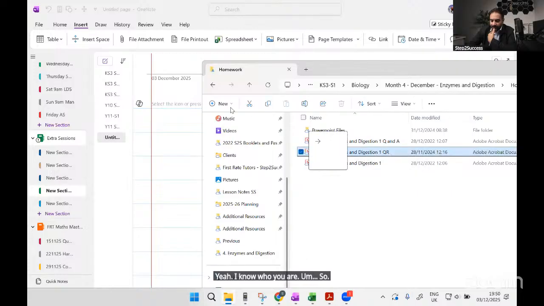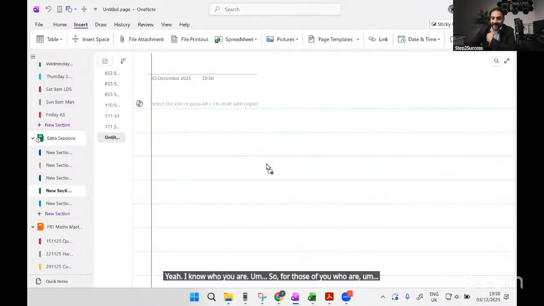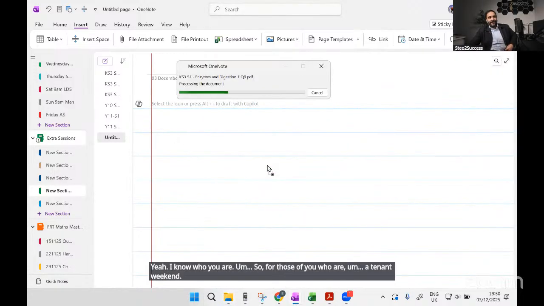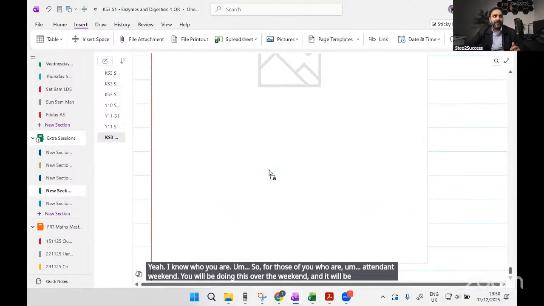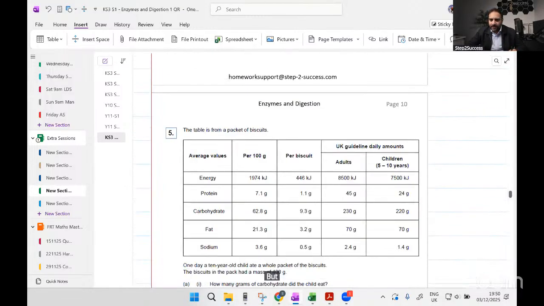So for those of you who are attending the weekend, you will be doing this over the weekend, and it will be your booklet. I want to change this process next year, but we will see. So your 1B, right, let's have a look.